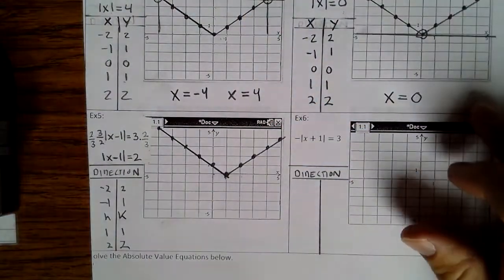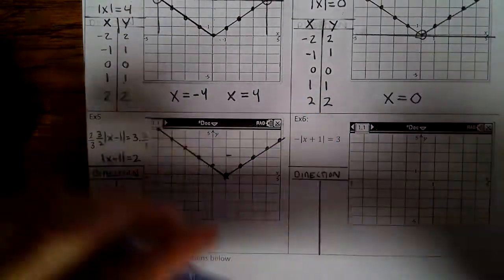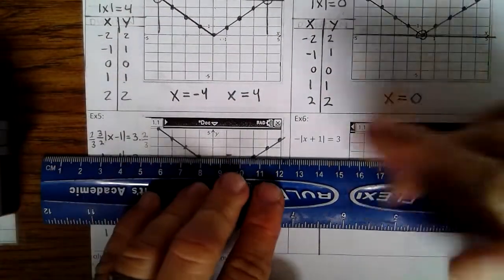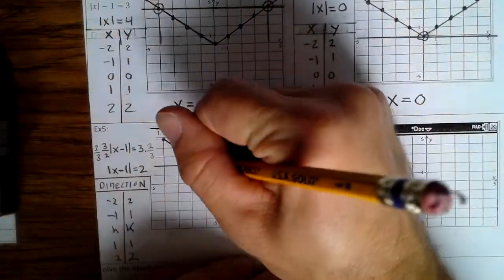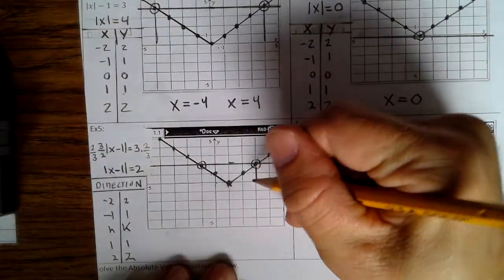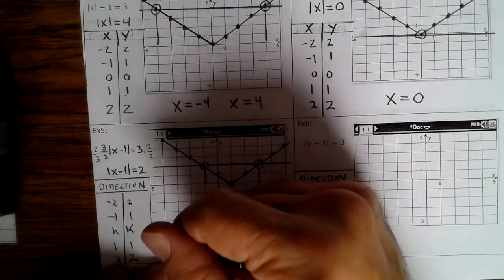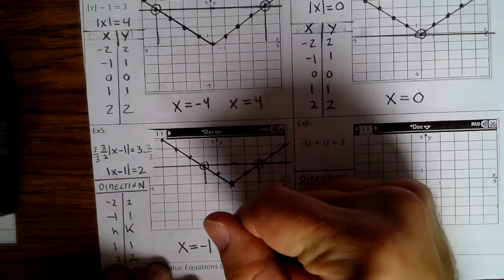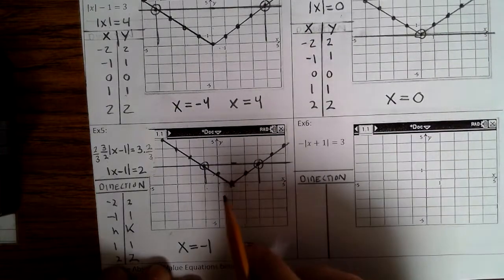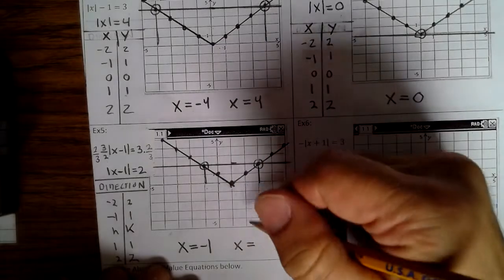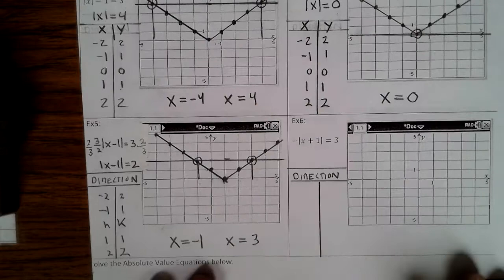Okay. Now, we have a horizontal line at 2, so 1, 2. So we have an intersection here and here, and we're looking for the x values. So draw a vertical line down to the x-axis. So it looks like x is negative 1, and x equals 1, 2. Actually, no, let me recount. 1, 2, 3. X equals 3. All right, so finish up example 5.